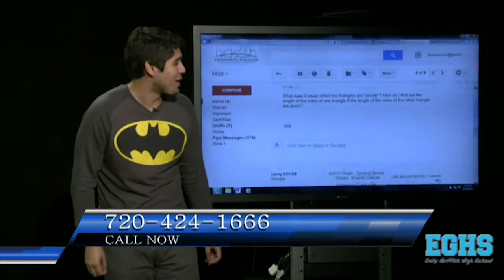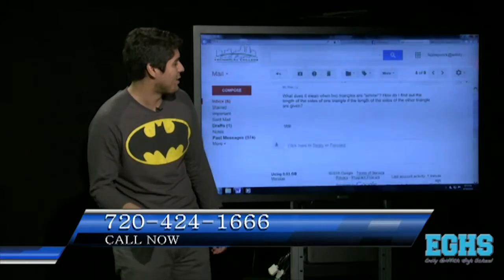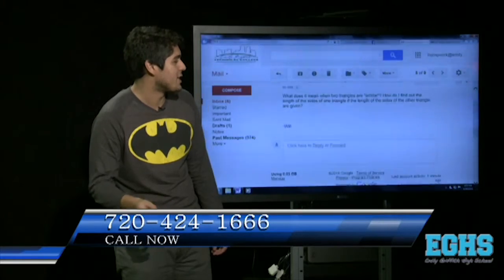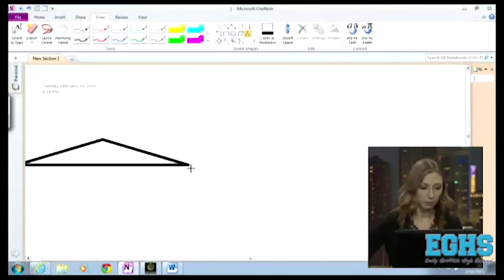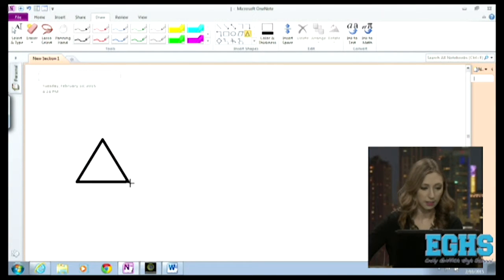What does it mean when two triangles are similar? How do I find out the lengths of the sides of one triangle if the length of the sides of the other triangle are given? Can you answer that? Yes, I can. So this is going to be a little bit of geometry, but if you cut to my screen, I'm going to draw you some pictures to help you get this concept a little bit better.